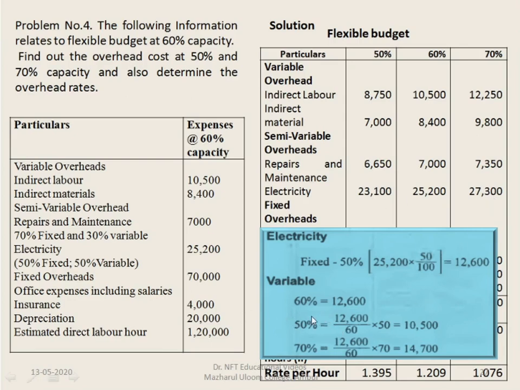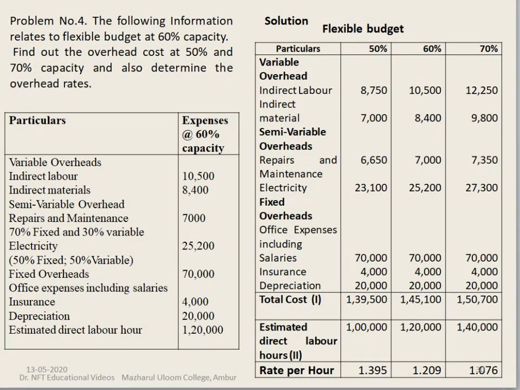So now for 50% capacity, variable cost is 12,600 divided by 60 into 50, that is 10,500. You add 12,600 plus 10,500, you get 23,100. The same way, you find out for 70% capacity for the variable cost, 12,600 into 70 divided by 60 gives you 14,700. 12,600 plus 14,700 gives you 27,300.